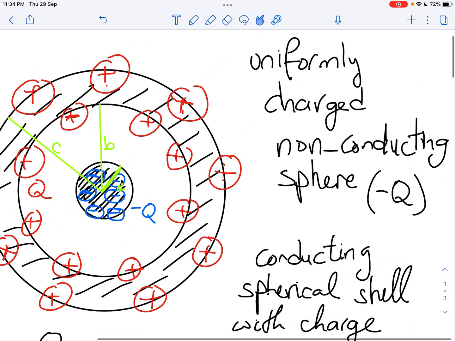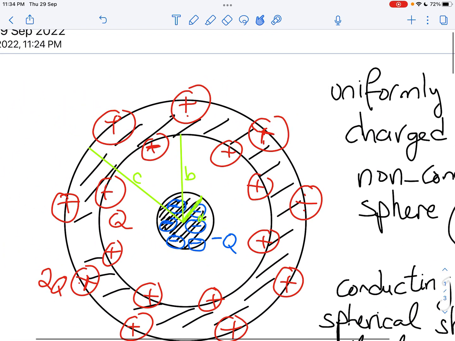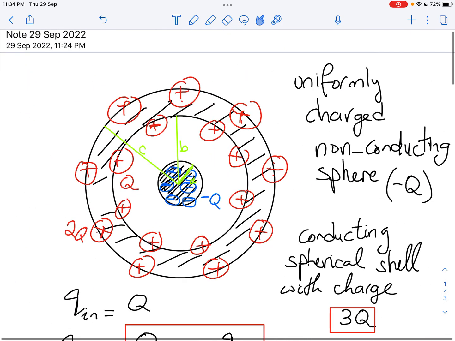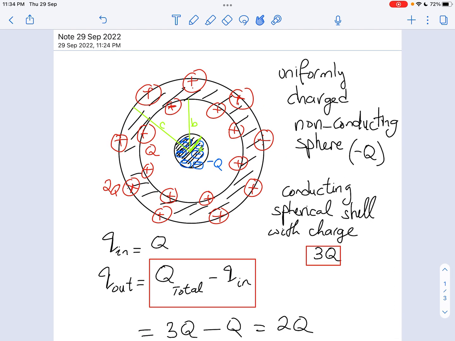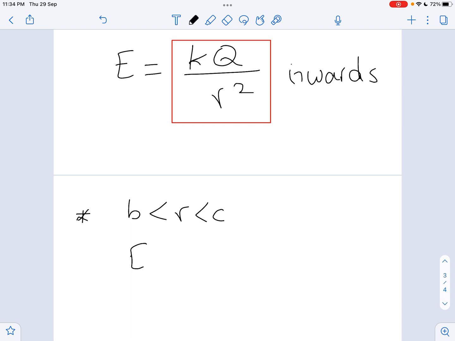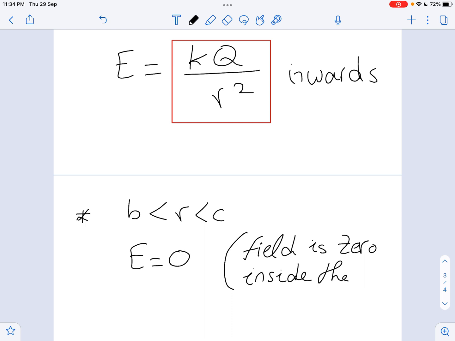Now, what's the electric field inside the conductor, inside the conducting spherical shell? Remember, the spherical shell is a conductor. We already know that the electric field inside the conductor is always 0. So inside the conductor, where r is between B and C, the electric field is 0.